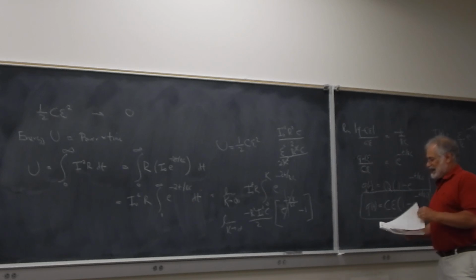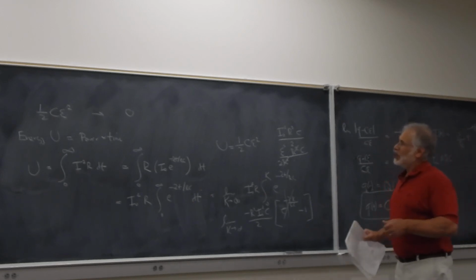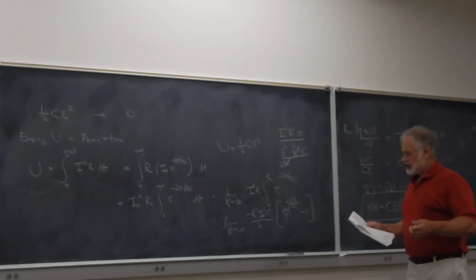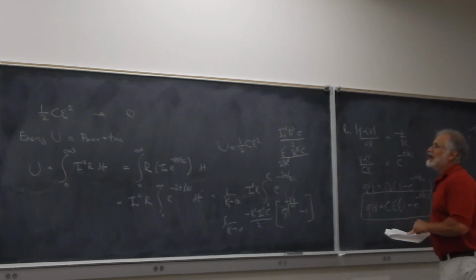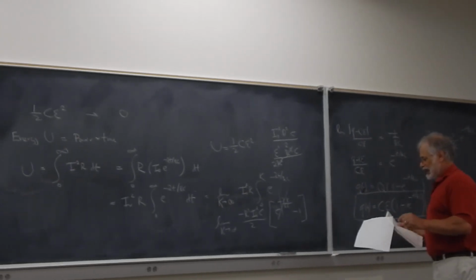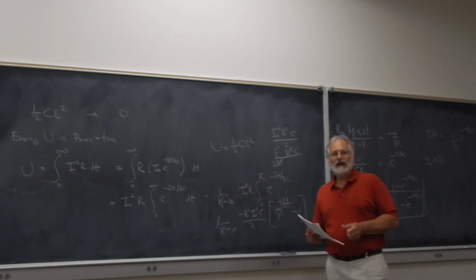So that's a nice way to look at how we talk about the dissipation of energy through a resistor, I should say, in a discharging RC circuit. And that's all we have for RC circuits. The next topic that we'll cover will be magnetism and magnetic fields.